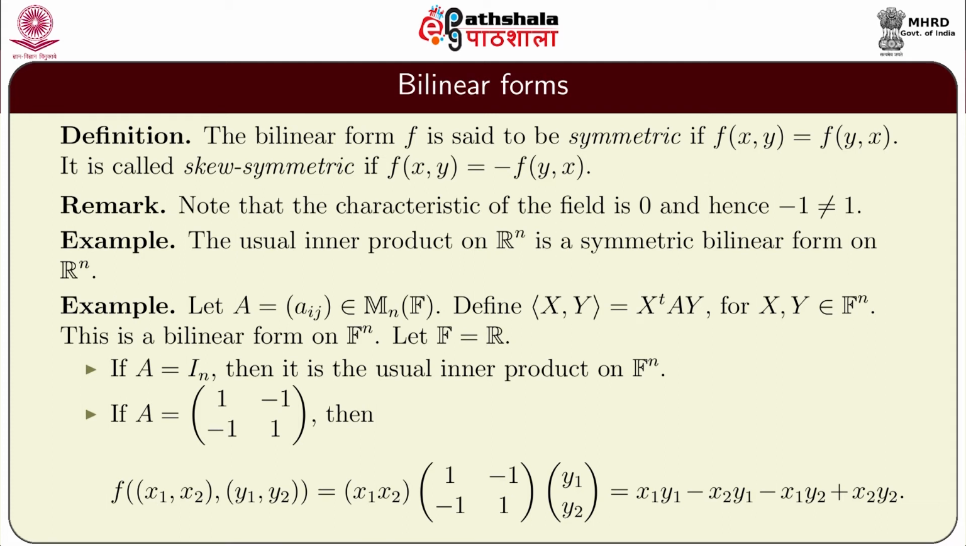Another example: let us fix an n cross n matrix with entries from the field F. So, A belongs to M n of F. Now, for x, y in Fn, define the bilinear form to be inner product x, y is equal to x transpose A y. Now, you can see that this is indeed bilinear, that means linear with respect to each variable, and this is a bilinear form on Fn. Now, if F is the real field, and if we take A to be the n cross n identity matrix, then this bilinear form is nothing but the usual inner product on Fn.